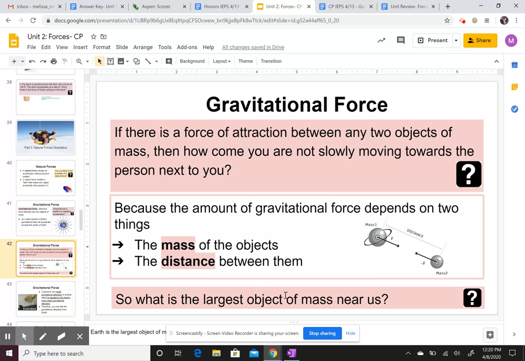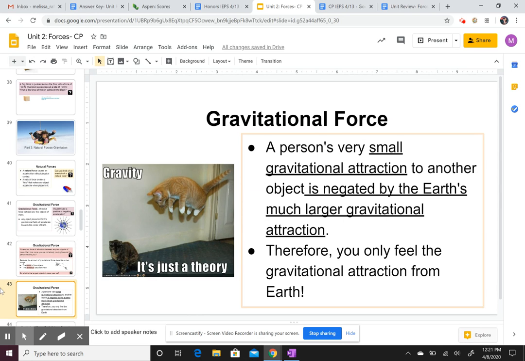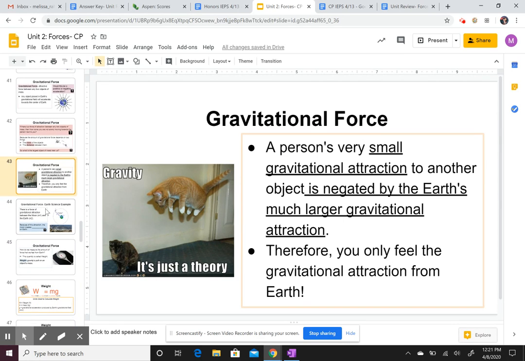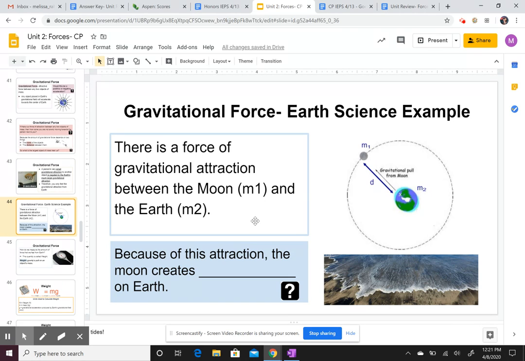The largest object of mass near us is the Earth, so we're gravitationally attracted to the Earth. The gravitational pulls between us and your Chromebook, or you and your chair, are very small forces of attraction, and they're negated by the gravitational force exerted by the Earth. That's why you're not slowly moving towards your couch. Okay, that's what that slide says. There's also a gravitational pull between the Earth and the Moon, and that's what creates tides on Earth.